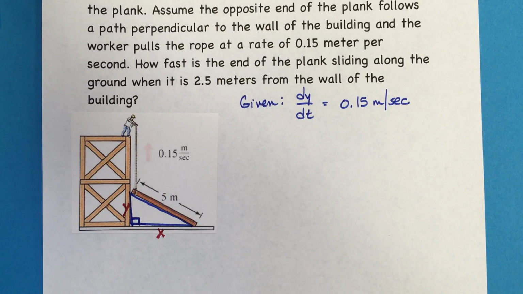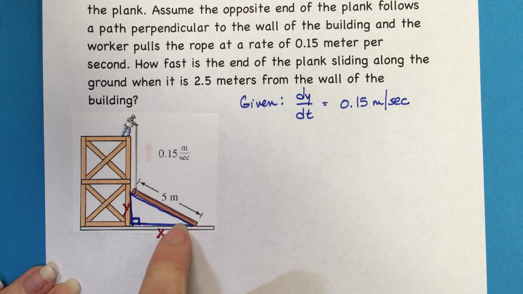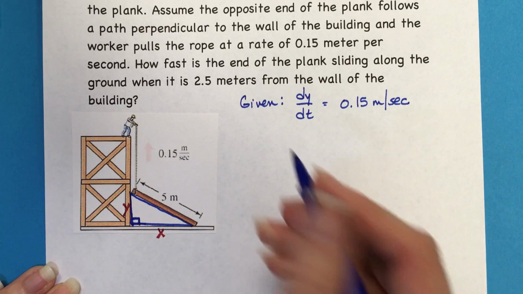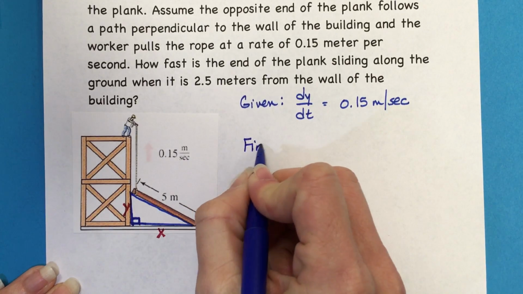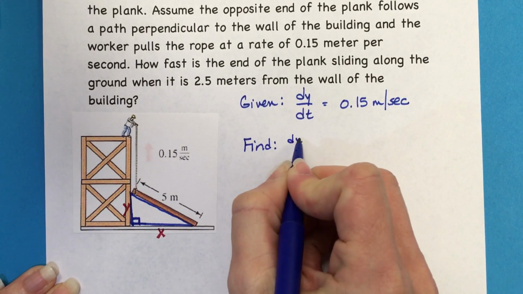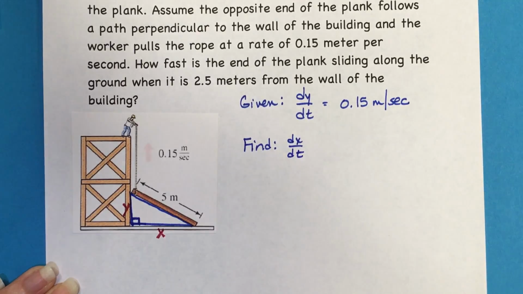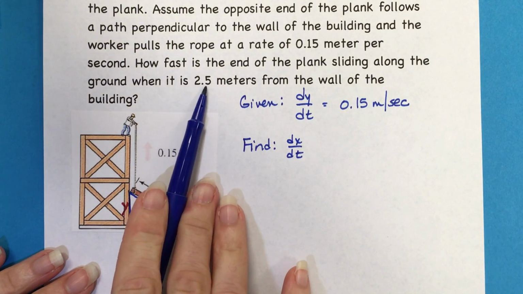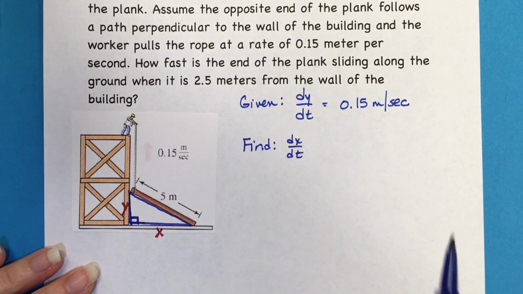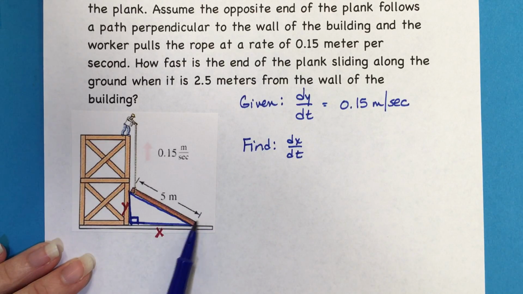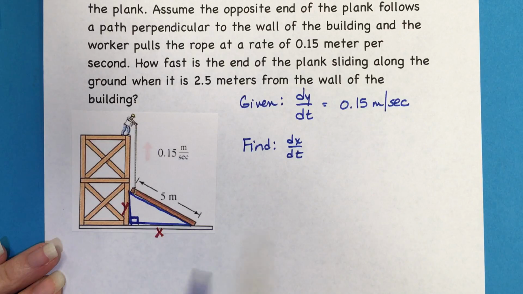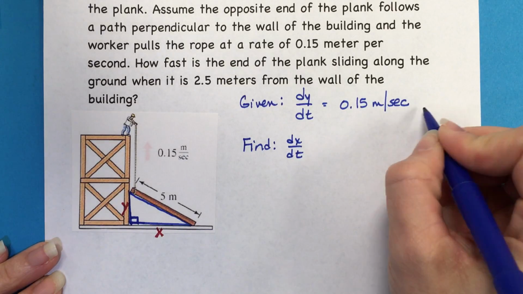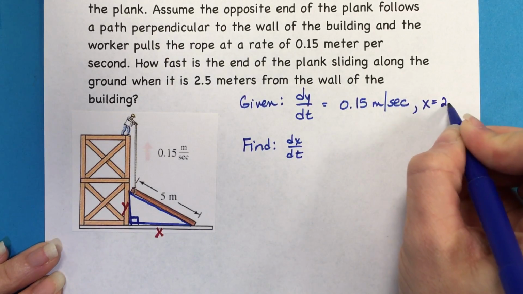Okay, so how fast is the end of the plank sliding along the ground? That means we're going to try to find dx/dt. Now, you're specifically wanting this rate of change when it finally reaches 2.5 meters from the wall. If the end of this plank reaches 2.5 meters from the wall, that's an X value that's given to you. So X is going to be equal to 2.5.